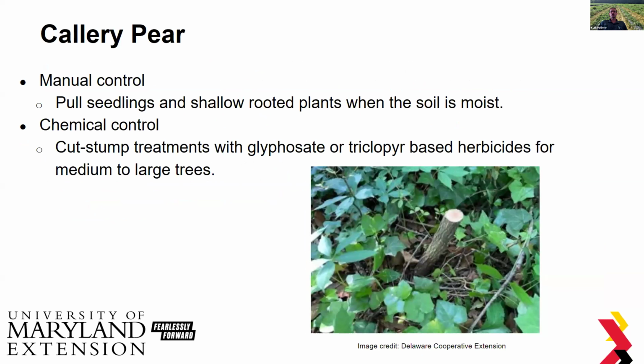So, control methods for Callery pear. These plants are shallow rooted, and they can be pulled when the soil is moist. As far as chemical control goes, cut stump treatments with systemic herbicides, glyphosate or triclopyr, are best for medium to large trees.